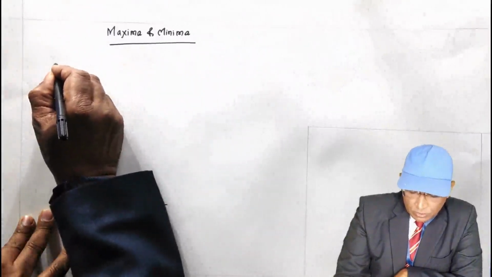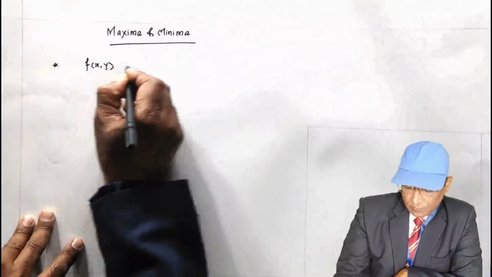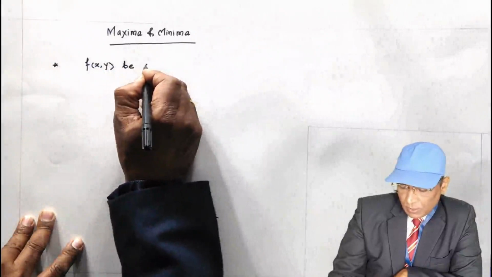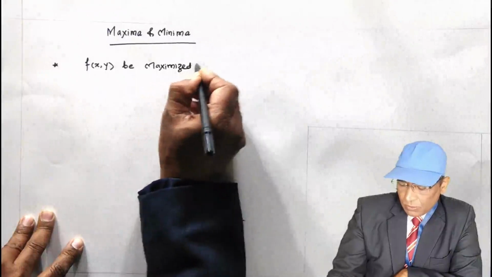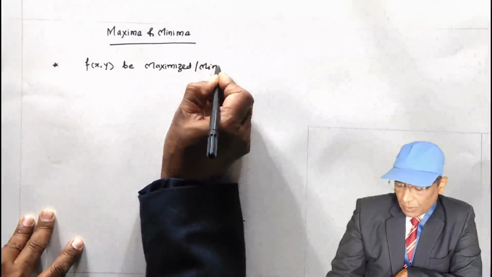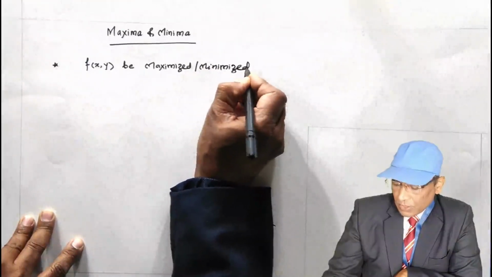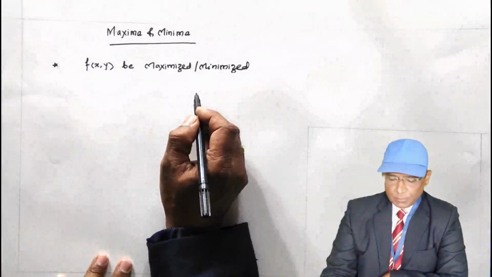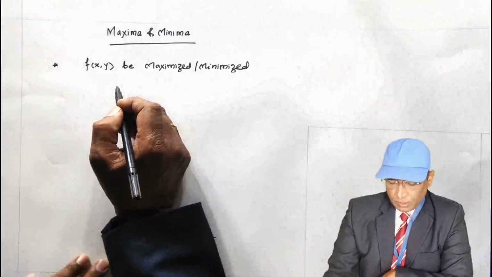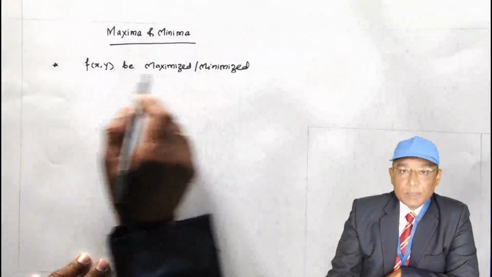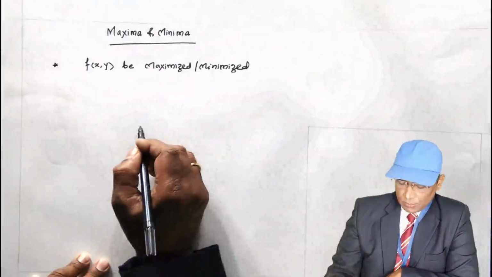See, this is a function. f of x, y is a function to be optimized. This is to be maximized or minimized. f of x, y is a function which is to be maximized or minimized, and this function has two variables, x and y. So how do we find the maximum and minimum value of this function at a particular point?